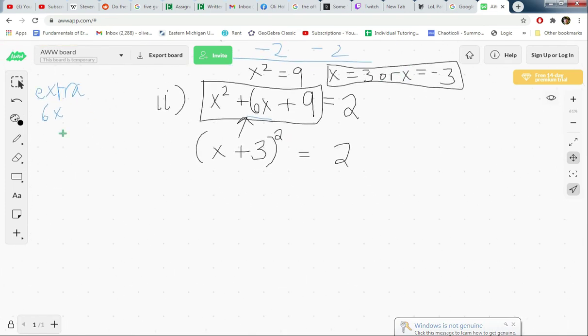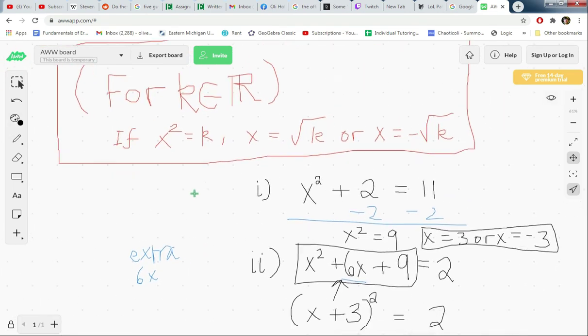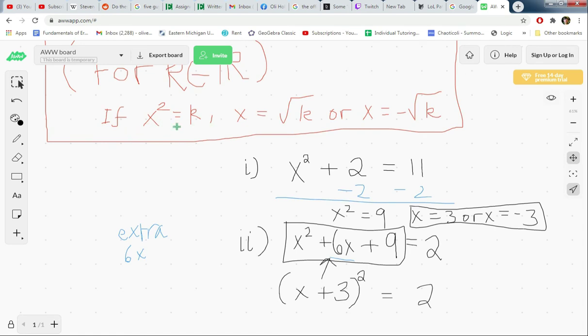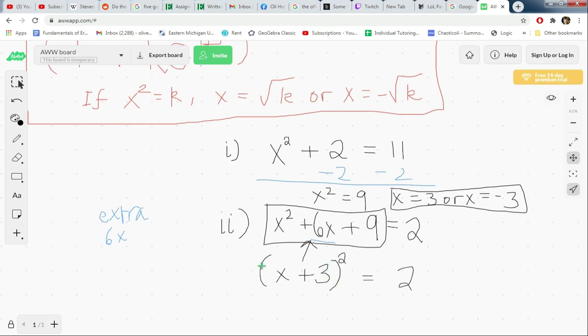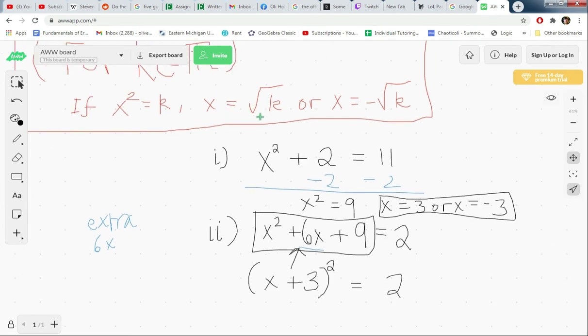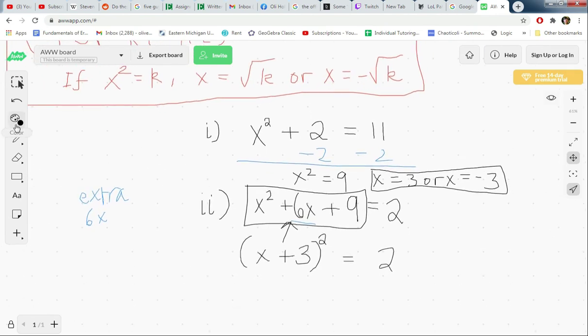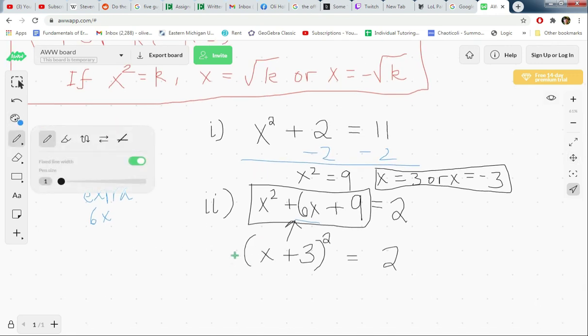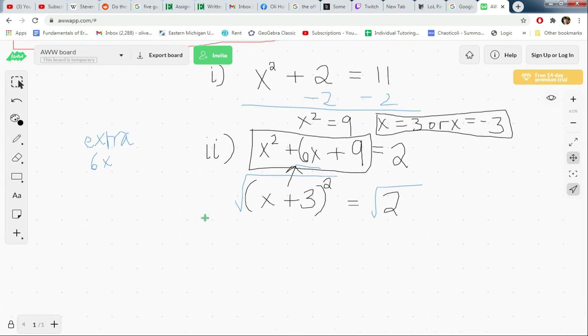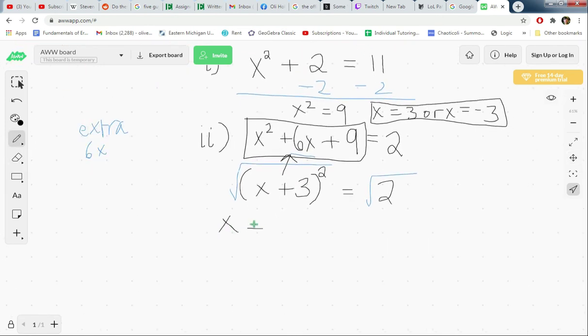I'm going to pan down, and we're going to apply the same principle of square roots property. Remember, if something squared equals k, in this case x plus 3 squared equals 2, then x is equal to the square root of k, or x is equal to the negative square root of k. So we just need to take the square root of both sides, in other words. Maybe I'll do that in blue here. Take the square root of both sides. And then remember that gives us two solutions, or two equations, I suppose. x plus 3 is equal to the positive square root of 2, and x plus 3 is equal to the negative square root of 2.